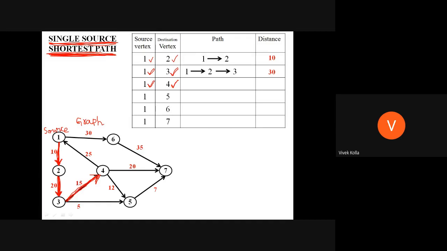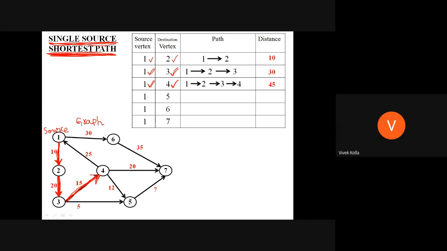So total 10 plus 20 plus 15 is 45. So 1 to 2, 2 to 3, 3 to 4, the distance is 45. This is the shortest path from source vertex 1 to destination vertex 4.